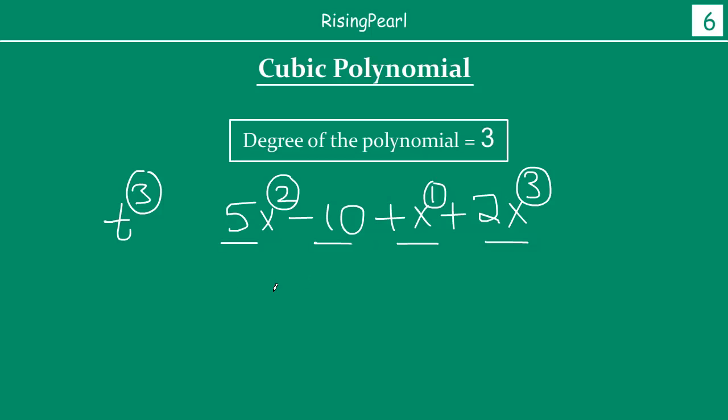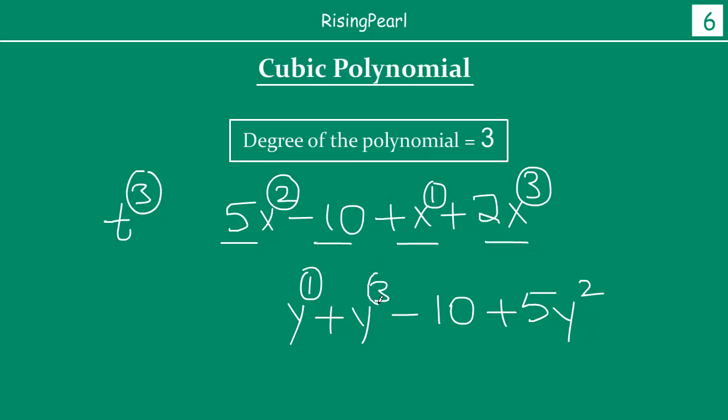So let's write probably one more. So how about if we write y plus y cubed minus 10 plus 5y squared. This is again a polynomial in variable y, and here the maximum power to which the variable y is raised across all the terms is 3. So the degree of this polynomial is 3, and as such this is a cubic polynomial. So friends, this was a quick recap of what is a polynomial, what is not a polynomial, degrees of polynomial, and linear, quadratic, and cubic polynomials.